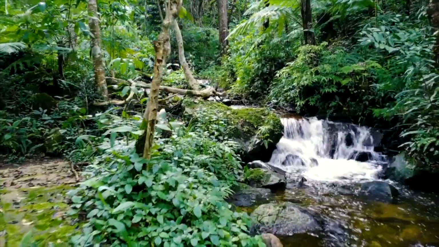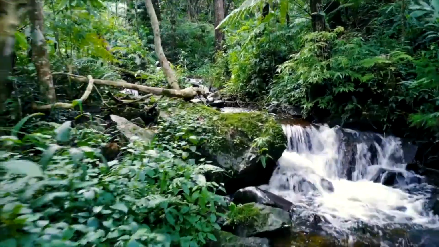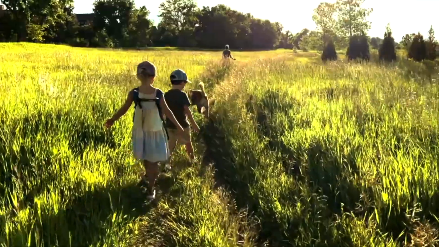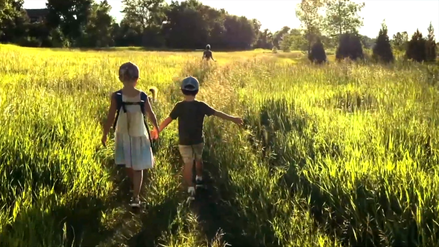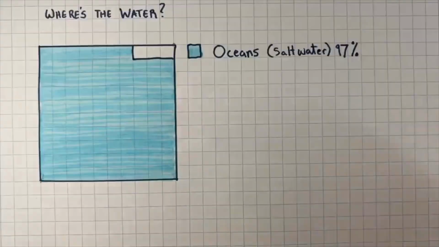Now let's do the math. If 97% of the water in the world is found in the ocean, that leaves just 3% found on the rest of the world. Now that water is mostly fresh water, the kind you, me, and the trees need to survive, and it's found in 4 more places or categories, which we'll add to our chart now.